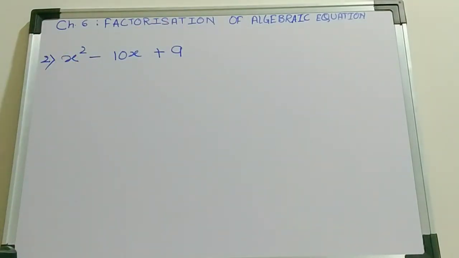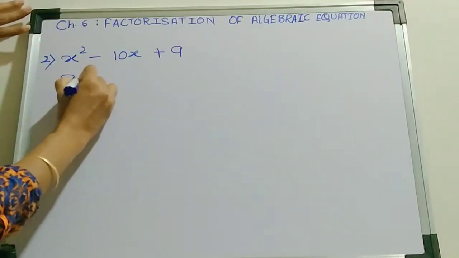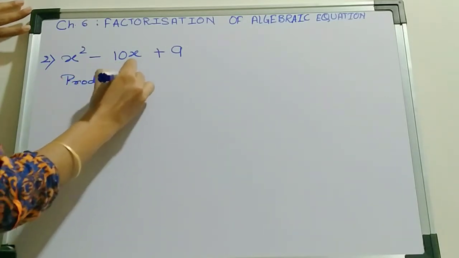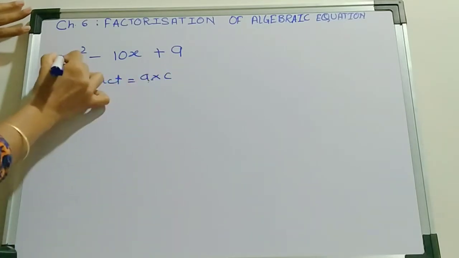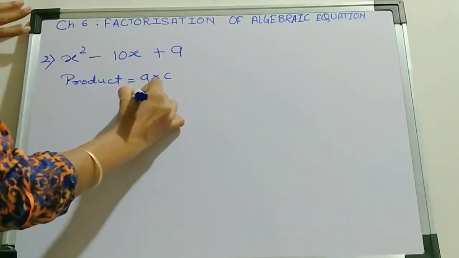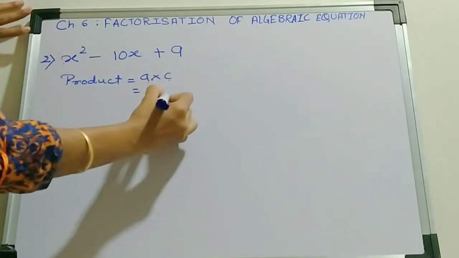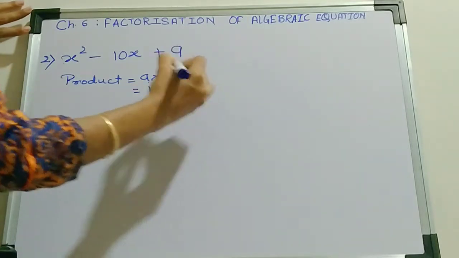Now I have to find out again the factors for which the product value should be a into c. What is a? A is 1. Into, what is c? C is the last value, that is 9.